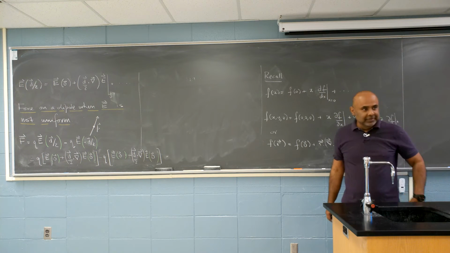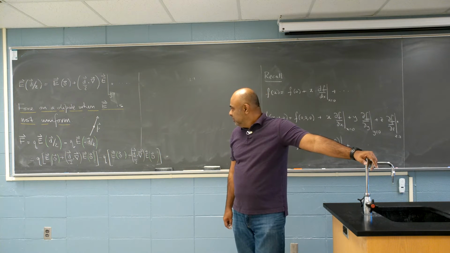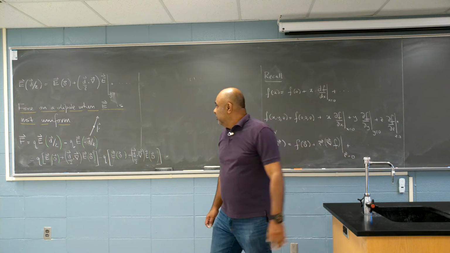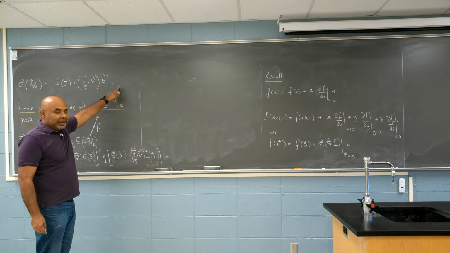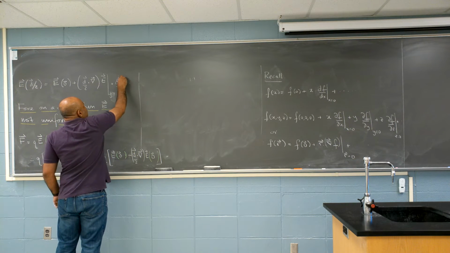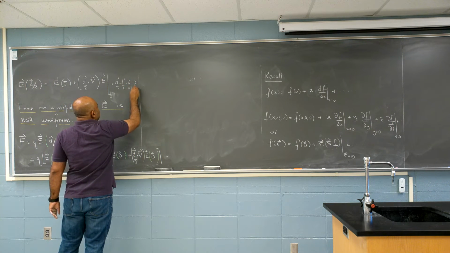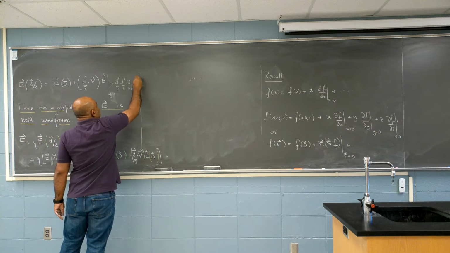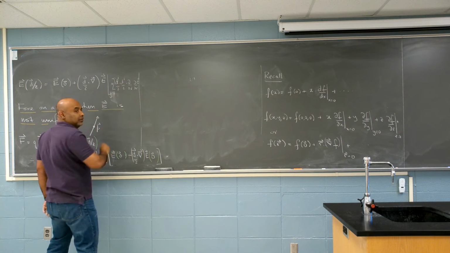Just to know, what's the next term going to be in that expansion? Well, I don't know exactly. It's going to be d squared. I think it is d_i over 2 times d_j over 2, partial with respect to x_i, partial with respect to x_j, of E, and this is a summation over i and j.